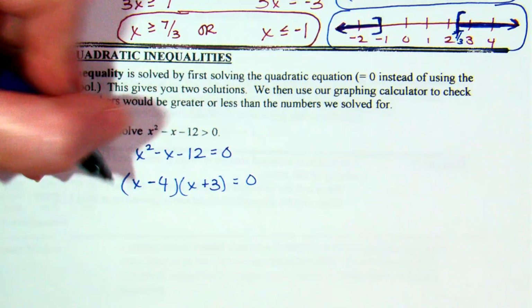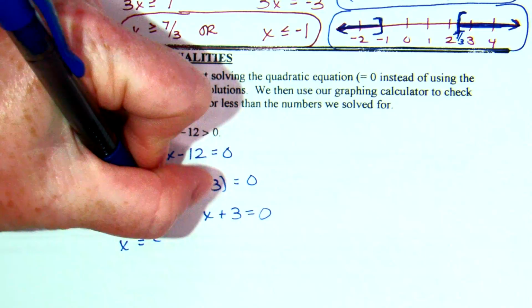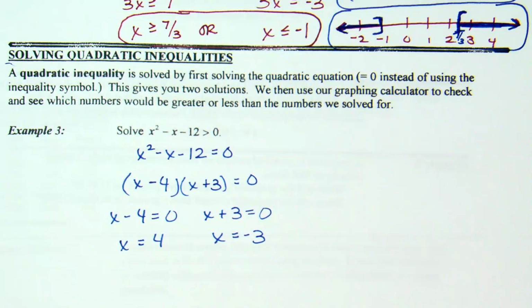What do you do to actually solve this then? Set them each equal to 0. So what we are finding right here are the x-intercepts. If you set each part equal to 0, we're finding that our x-intercepts are x equals 4 and x equals negative 3. What we've got to know now is where my graph is greater than 0 in relation to those. And that's what we will look at tomorrow.